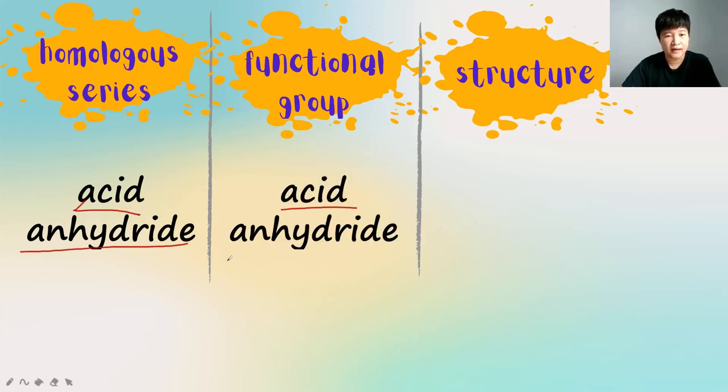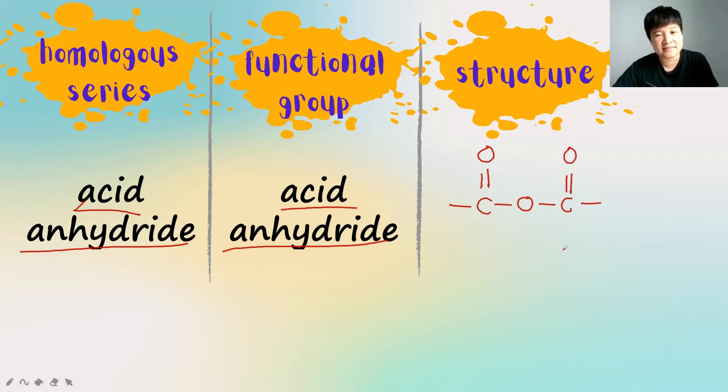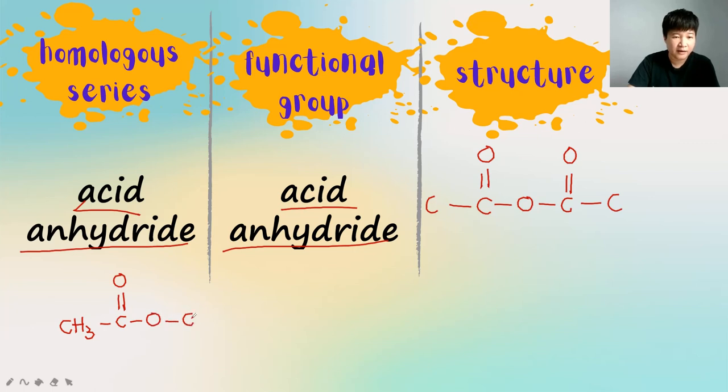We also call acid anhydride in the functional group. The structure looks something like this. C double bond O, single bond O, single bond carbon, double bond O. That is your acid anhydride. And most of the time, the carbon will be bonded to carbon over here. So the simplest acid anhydride that you might come across is only holding a CH3, C double bond O, single bond O, single bond carbon, double bond O, CH3.